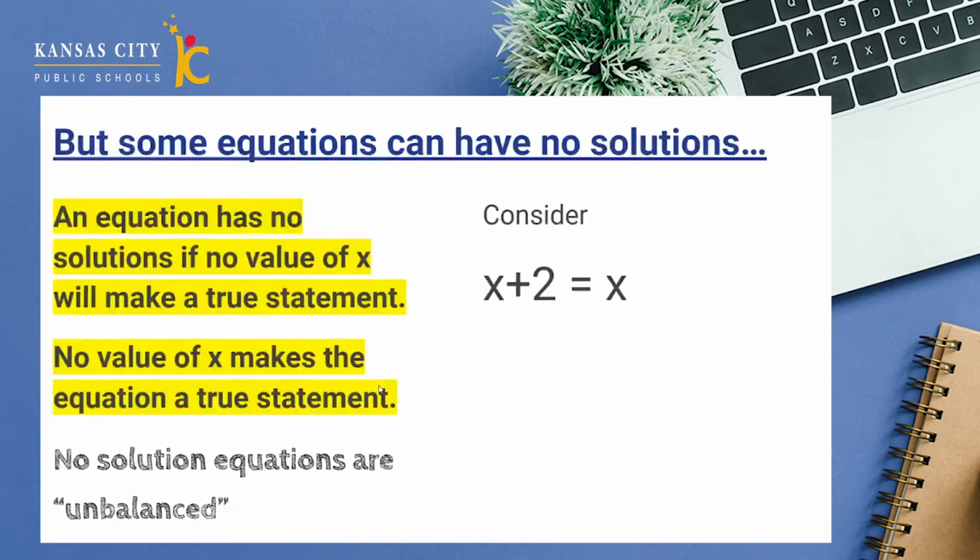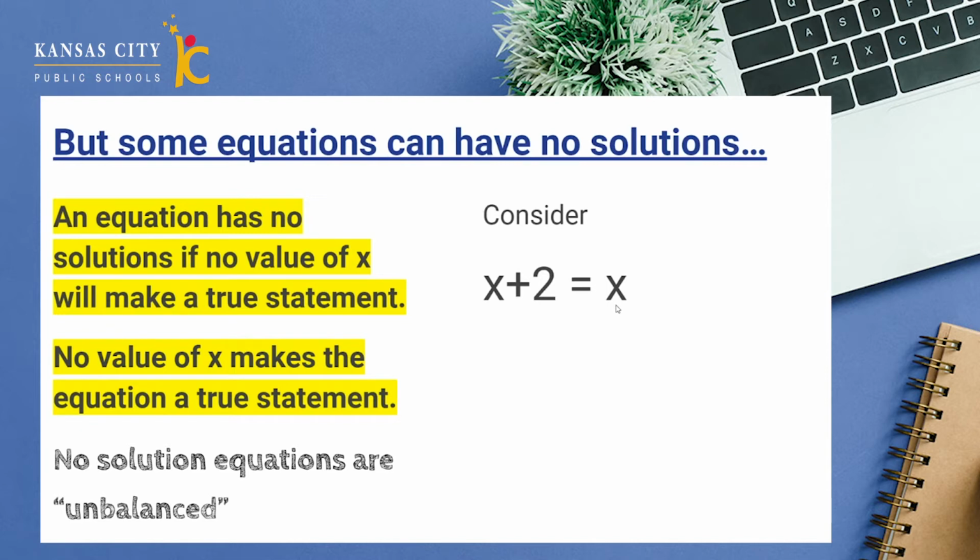But some equations have no solutions. An equation has no solutions if no value of x will make a true statement. No value of x makes the equation a true statement. What does that mean? Let's take a look at this. X plus 2 equals x.